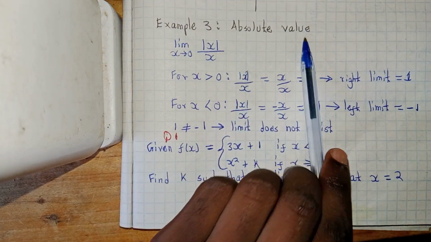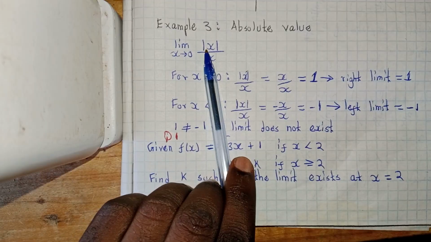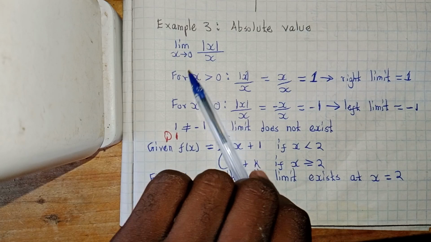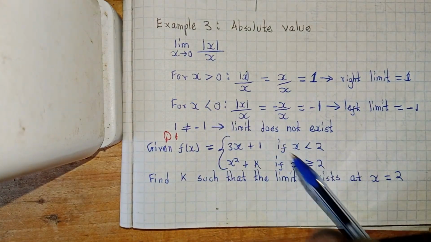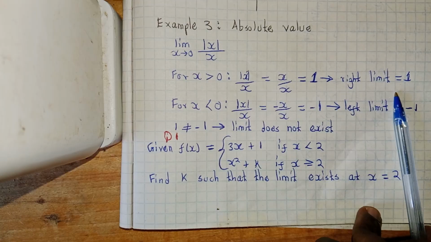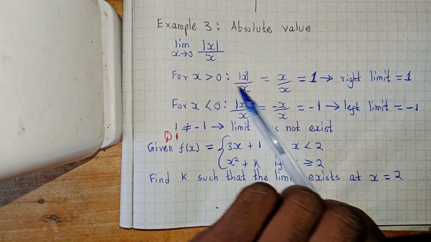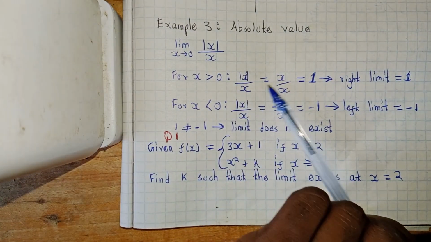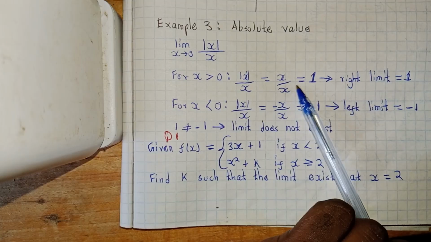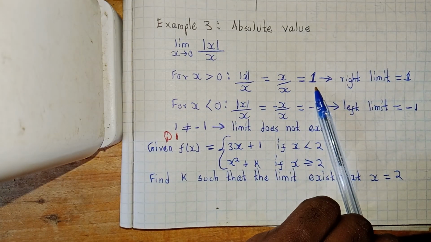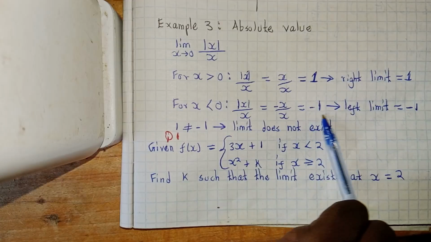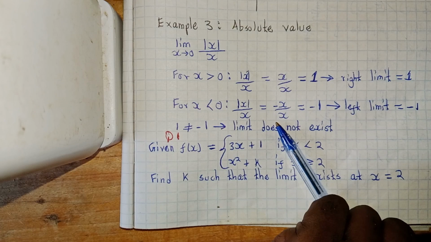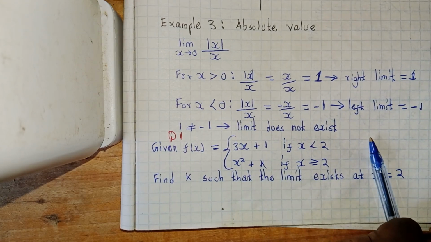Example 3 with the absolute value. Find the limit of the function f of x, which is the absolute value of x all over x, as x approaches 0. Where there is x we replace it with the value 0. So the right limit is 1 and the left limit is -1. Since 1 and -1 are not equal, for the absolute value the limit does not exist.